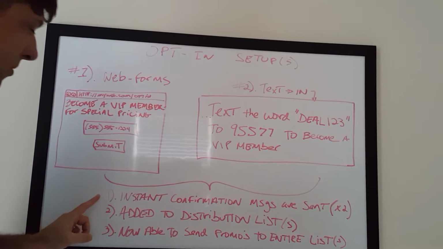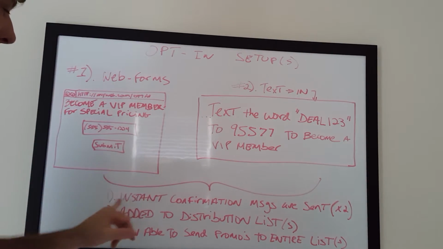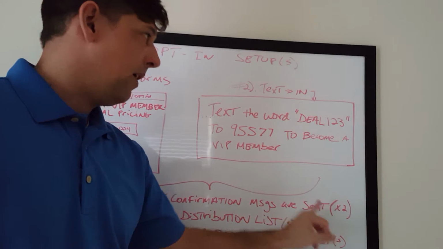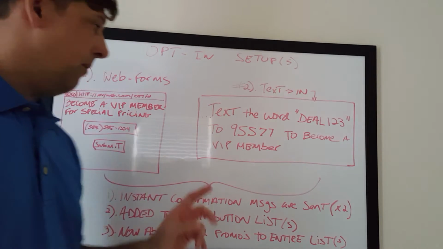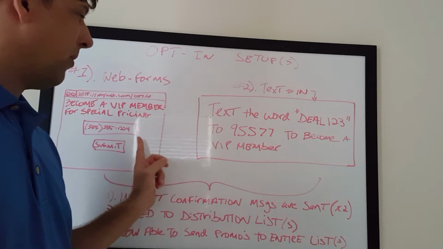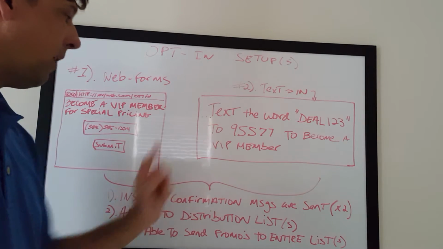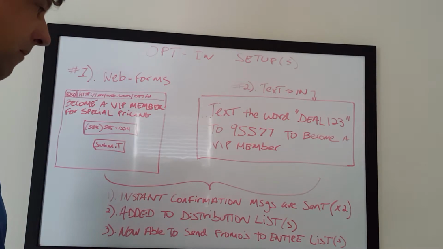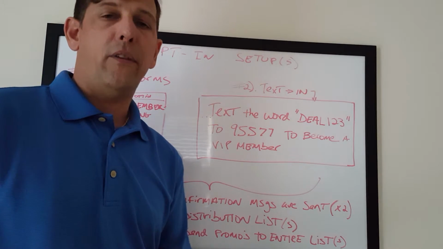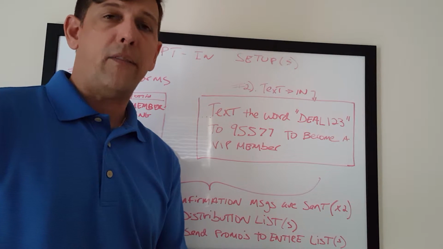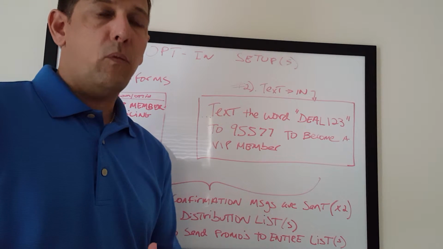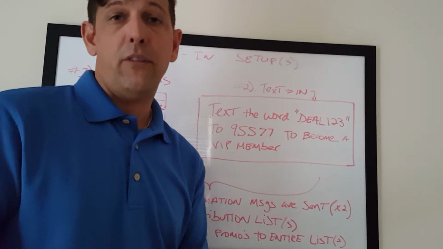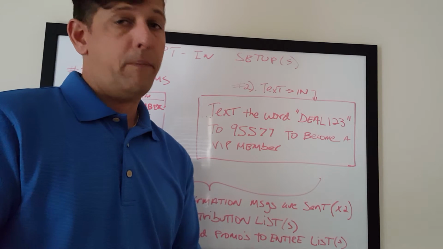Some things to pay attention to with both of these. There are instant confirmation messages sent, two of them. Once the customer or subscriber enters using either method, they instantly receive two text messages. The reason is that there are some regulatory constraints that apply, and we need to be sure that we're compliant. Basically, those confirmation messages let them know how to opt out.